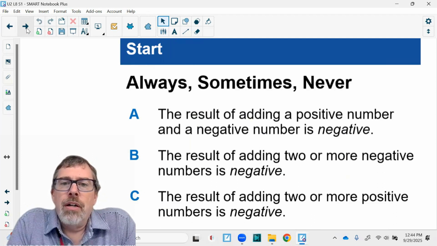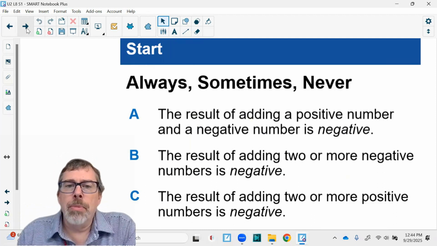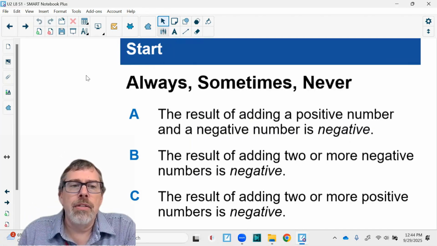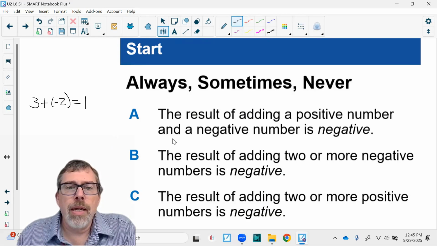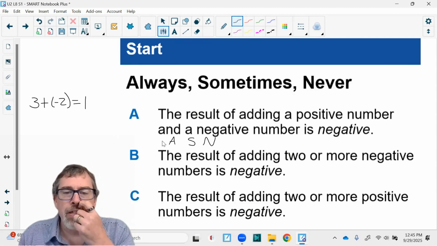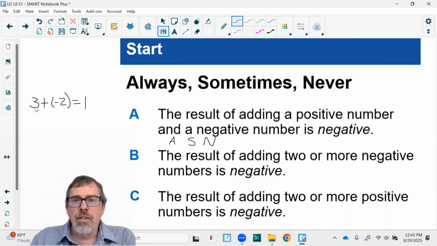A. The result of adding a positive number and a negative number is negative. Okay, so let's see. 3 plus a negative 2 equals 1. That's not negative. So always, I'm going to put A, S, N underneath here, and I'll cross out the ones that I disproved. I have a positive number and a negative number, and it did not result in a negative, so always is gone. It's either sometimes or never.